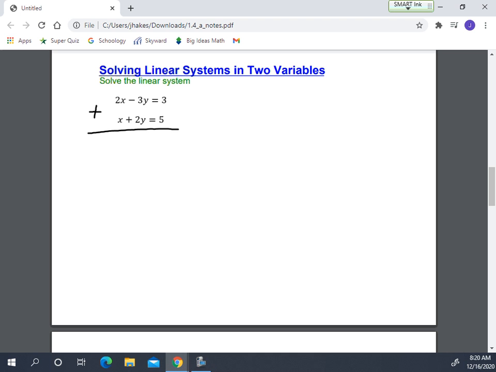So let's say I added these 2 together. 2x plus 1x would be 3x. Negative 3y plus a 2y would be minus y equals 3 plus 5, which is 8. Now, this isn't our complete answer, so don't write that down. If you have already, I'm sorry. But don't write this down, because 3x minus y equals 8 doesn't help us at all. We want to solve for x and y in this problem, and we can't really do that.